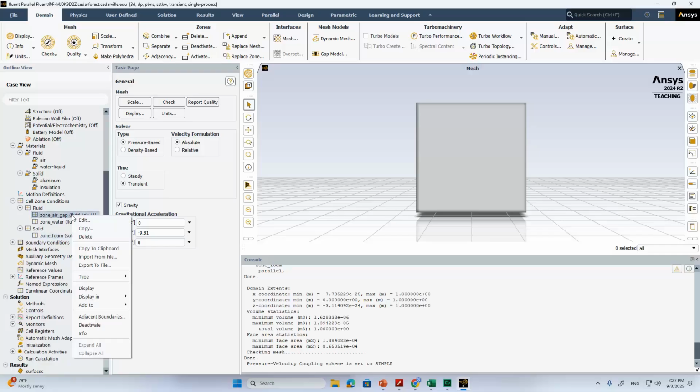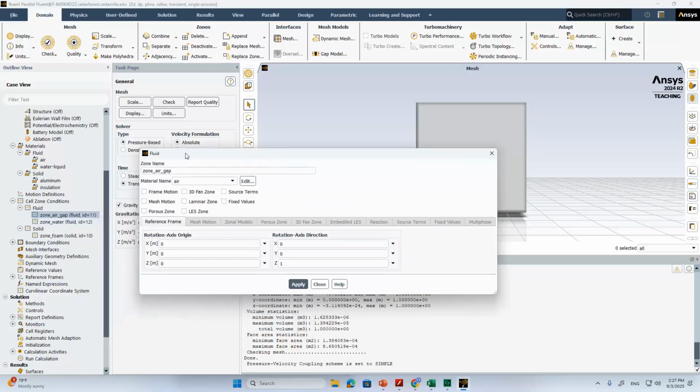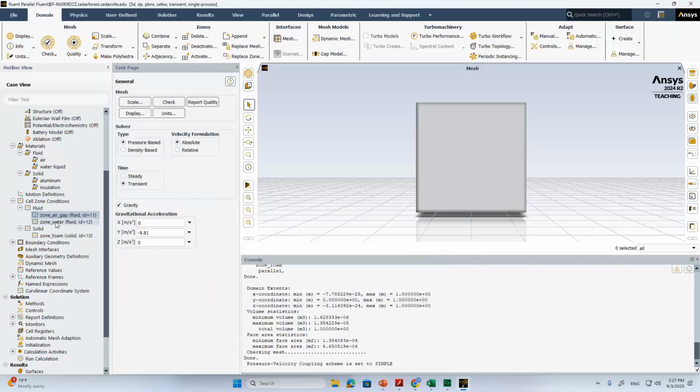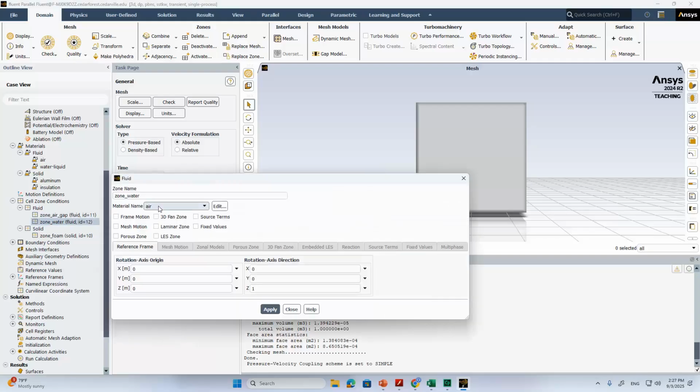For the air gap, let's say type is fluid, which is correct, of course. Okay, then edit. You can see by default the material here is air, which is correct. So close it. Then double click zone water. You can see again by default material is air, which is incorrect. So choose water liquid. This is the correct material.